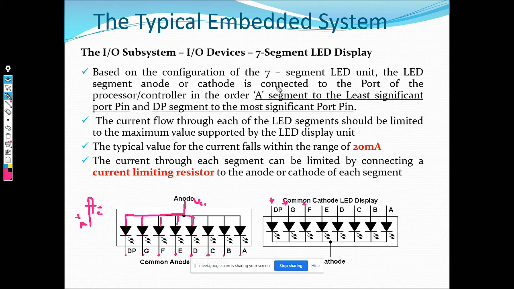So as I said, we are going to have the port in that order, right? We are going to send a stream of parallel bits. The A segment goes to the least significant port pin. When you want to send this to the output port, your A is going to take the least significant bit position, and your DP is going to have the most significant bit position. So it's going to be A, B, C, D, E, F, G, and then finally your DP.